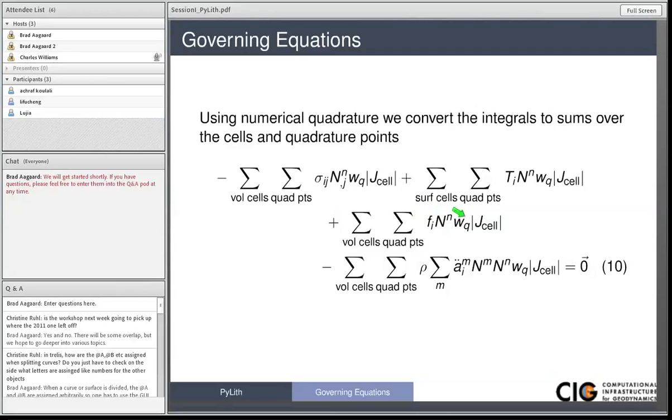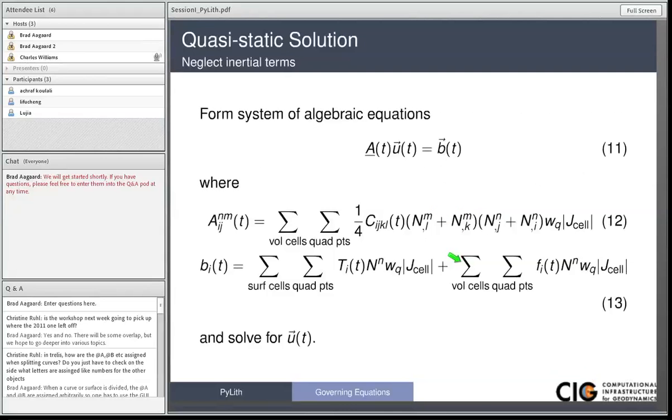We want to form a system of algebraic equations. So we take all those integrals and we end up with equation 11. This is now for a quasi-static solution, so we've thrown out the acceleration term because we'll neglect the inertial effects because things are occurring so slowly. And so we don't have to worry about the acceleration, which is essentially 0. So we have a matrix A, which is essentially the stiffness matrix, displacements, and then our right-hand side, which has all of our boundary terms, both prescribed displacements, traction boundary conditions, as well as body forces.